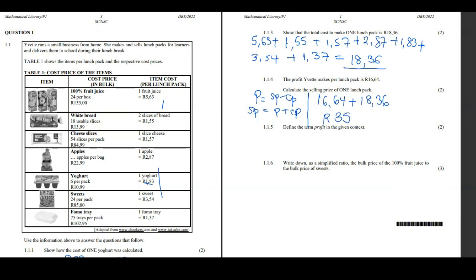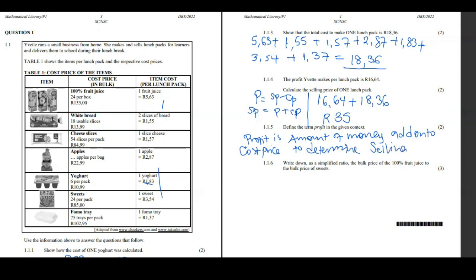Determine the term profit in the given. So here, what is profit? We shall say profit is an amount of money added onto the cost price to determine the selling price.